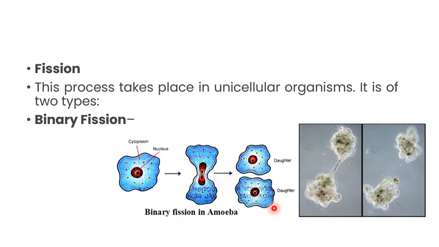So genetic material, DNA, is replicated and distributed to each daughter cell. DNA is present in the nucleus, it is separated and it will grow into a new organism. So this is what we call binary fission. Now let us move on to the next slide.